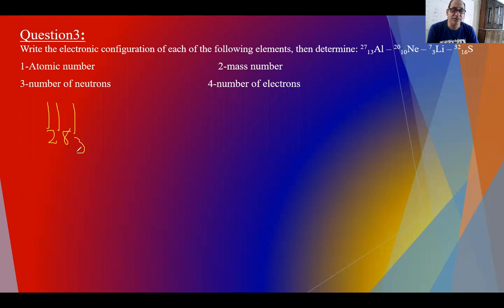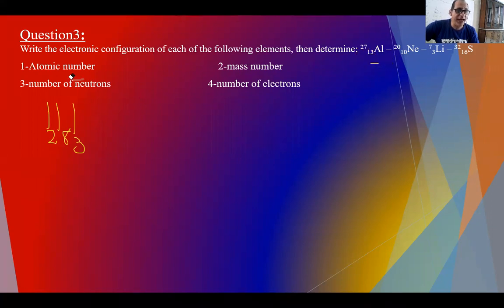Let's see the atomic number here. This number is called the atomic number, so it's 13. Mass number, it's 27. The number of neutrons is 27 minus 13, which is 14. Number of electrons is the atomic number, which is 13. Okay? That was the first one.